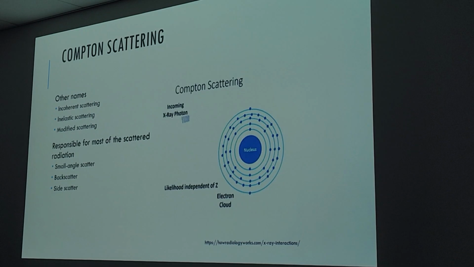Alrighty. Moving on to Compton. With Compton, we are dealing with which shell? Outer shell. Compton has an O, outer shell.